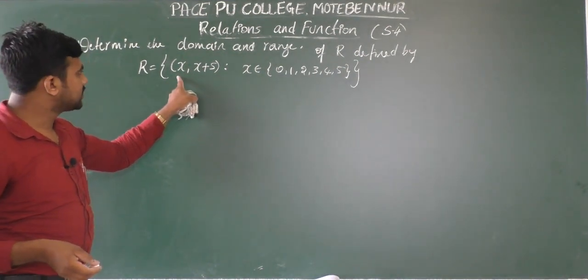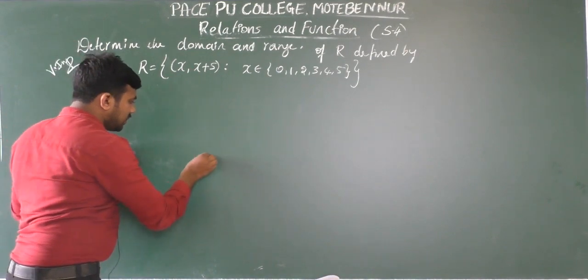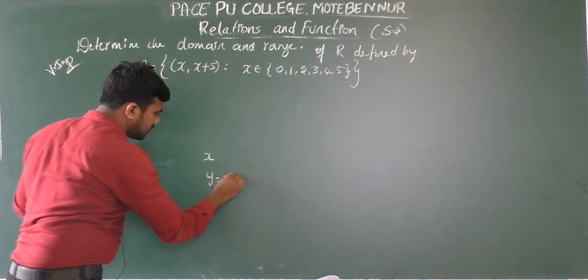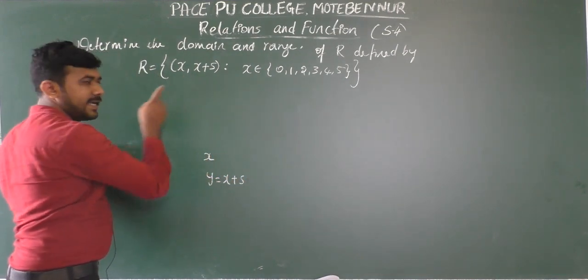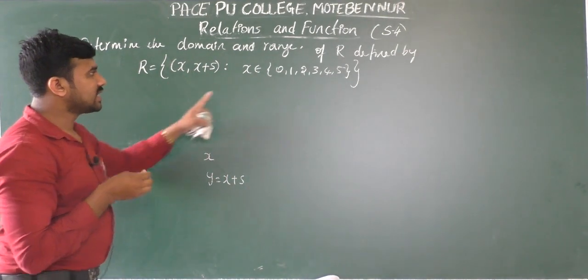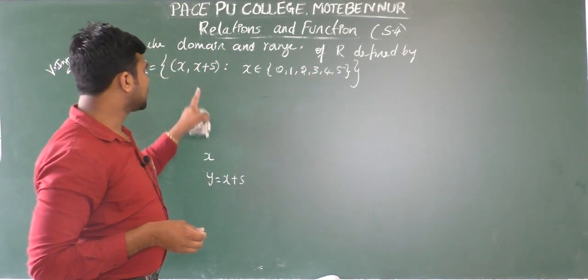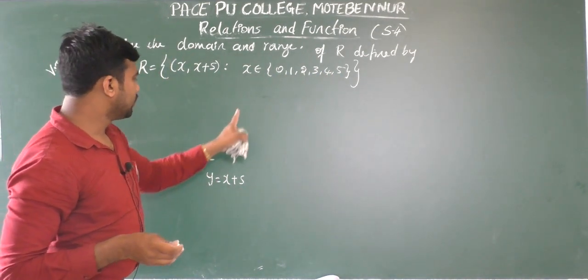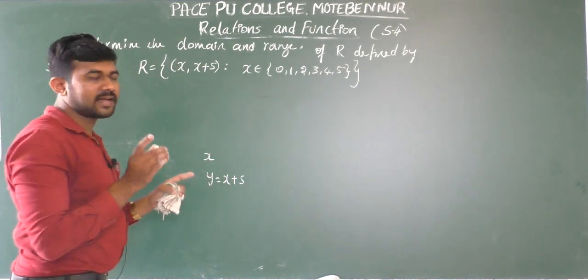R is what here? Set of all ordered pairs (x, x plus 5). Here, if you take x as the first component, then what is y? X plus 5. So x can take the values 0, 1, 2, 3, 4, 5, but there is no restriction for y. So you can write any number for y when you take x. So if you take 5, 5 plus 5, 10 also we can write.